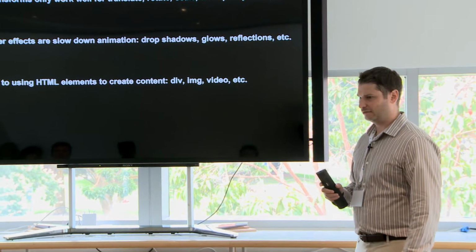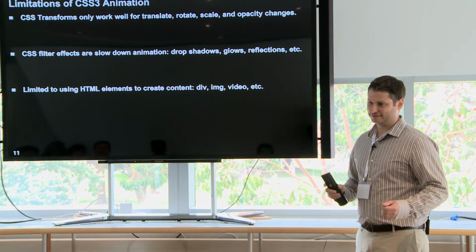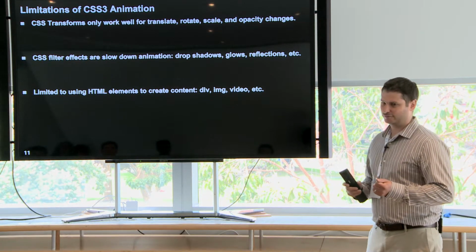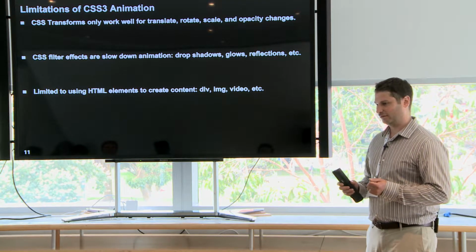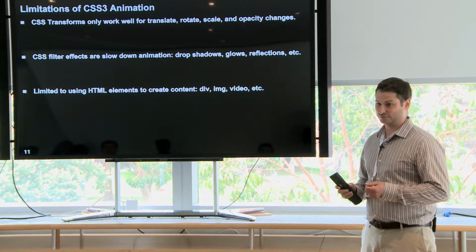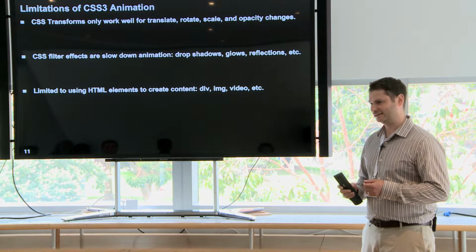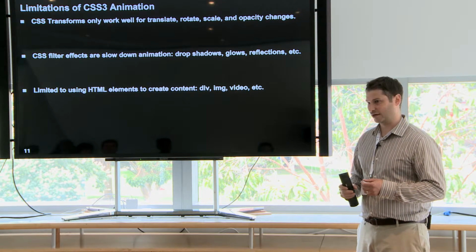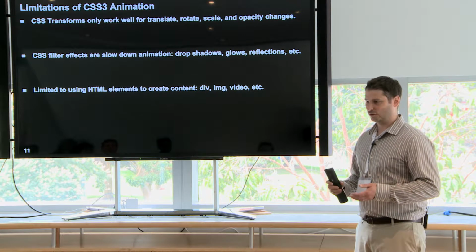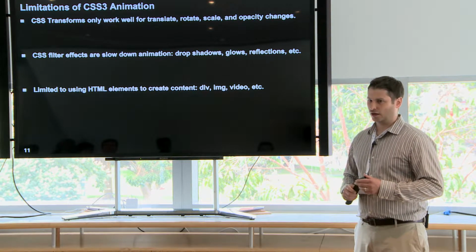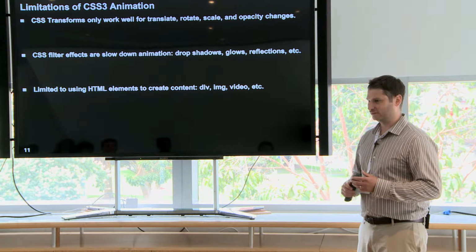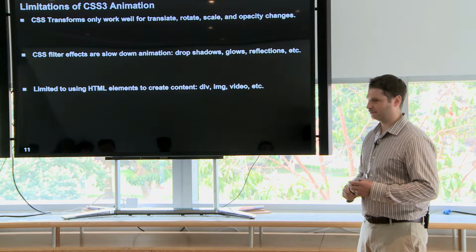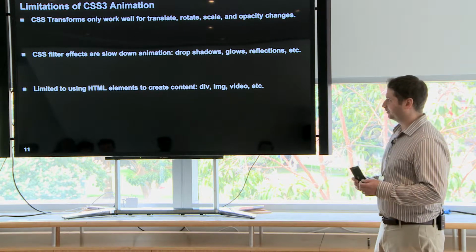And now I'll talk a little bit about the limitations of CSS that we came across. One is that for efficient animation, you're really limited to translations, rotations, scales, and opacity changes. Any of the other effects you would get with CSS that are kind of cool, like drop shadows, glow effects, any of the filter effects, really hinder animation performance and really can't be used. You can apply them after your transitions, but not during transitions.